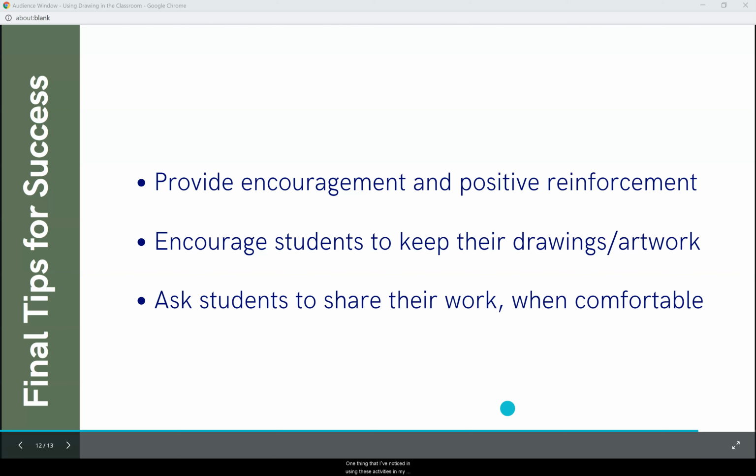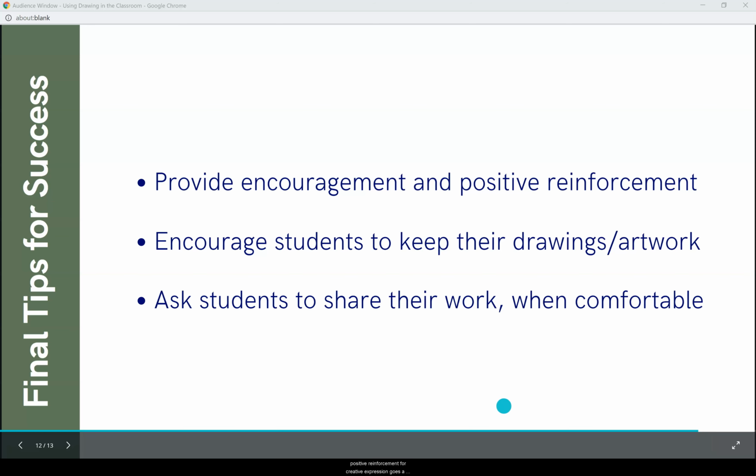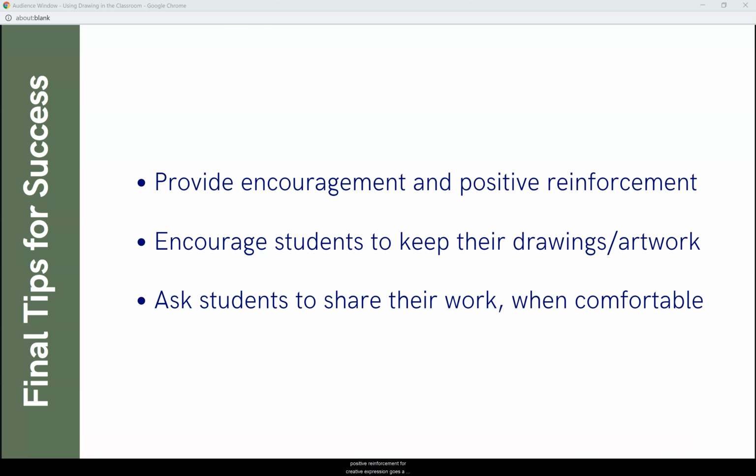One thing I've noticed in using these activities in my classes is that providing encouragement and offering positive reinforcement for creative expression goes a long way. It's not uncommon to see these activities mentioned in student evaluations and to receive appreciation from students for providing encouragement and opportunities for being creative in the class.